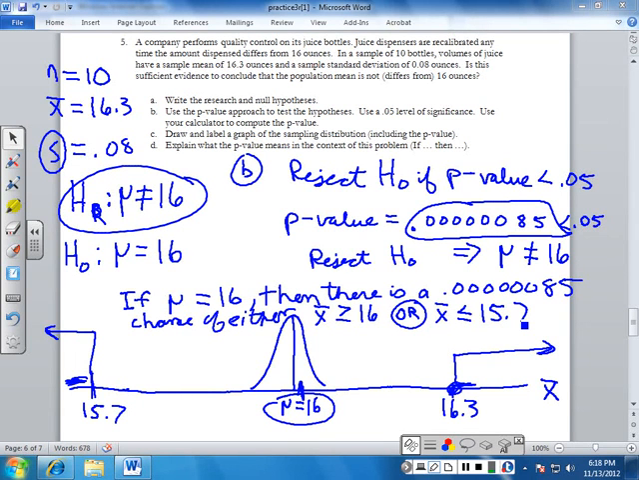Yes, it should be. Thank you. Thanks. Greater than or equal to 16.3 or less than or equal to 15.7. Appreciate it.